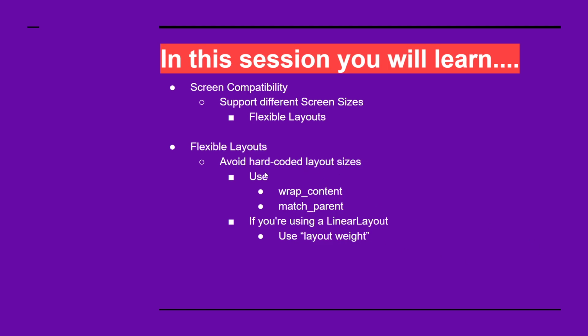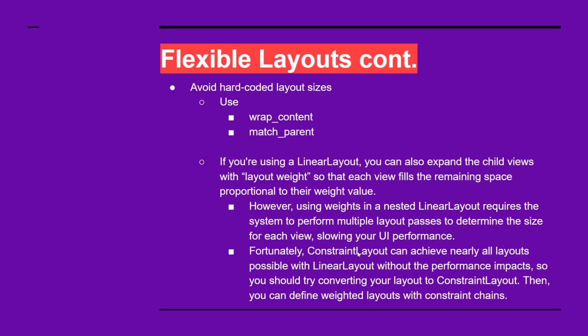In this session you will be learning more about flexible layouts, and especially about avoiding hard-coded layouts and how to use wrap content and match parent properties, and a discussion about linear layout weight property. So when you develop user interface layouts, when you develop the UI, always make sure to avoid hard coding the layout size. For example, if it's a button or a text box or a label, do not give fixed size. Always try to use these properties for width and height, which is wrap content and match parent.